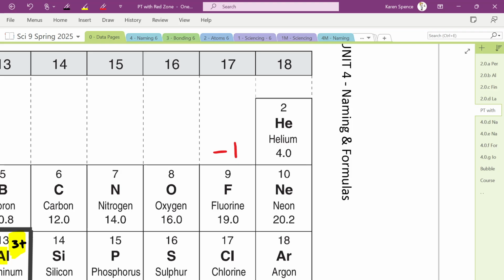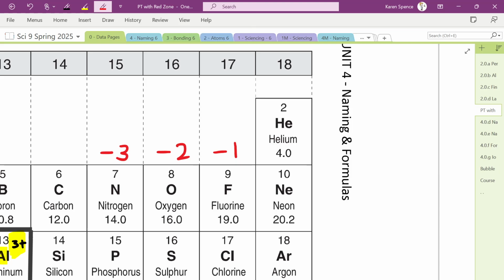It wants to gain 2, so it's going to be -2. And then group 15, can we guess what that's going to be? -3. So you remember I said remembering the charges is as easy as 1, 2, 3. You just have to remember that this one goes backwards, 3, 2, 1. Okay?